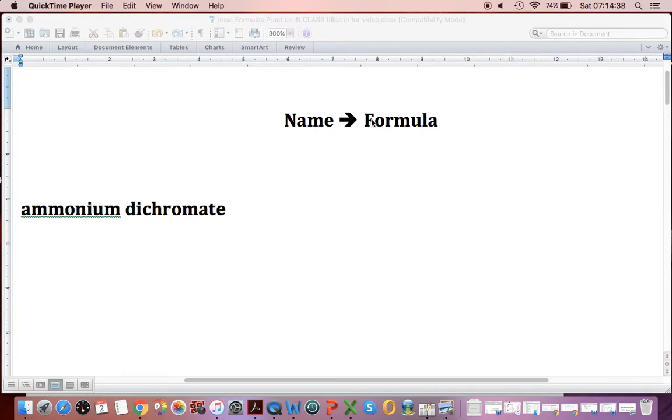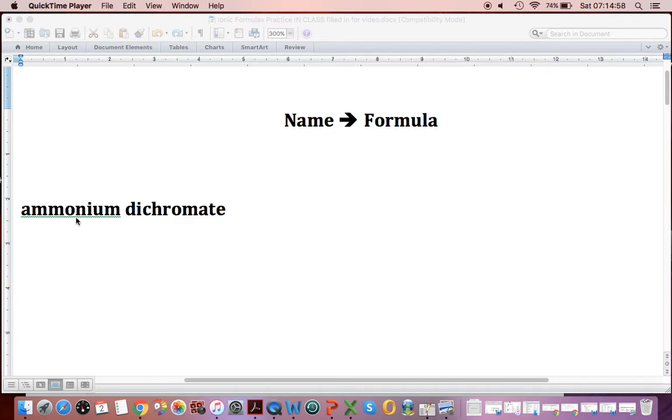So for naming to a formula, the name is just giving us barely enough information to get to the right formula. We've got to write the symbol and charge of the positive ion and the symbol and charge of the negative ion. And then we have to cross those charges and reduce if possible.